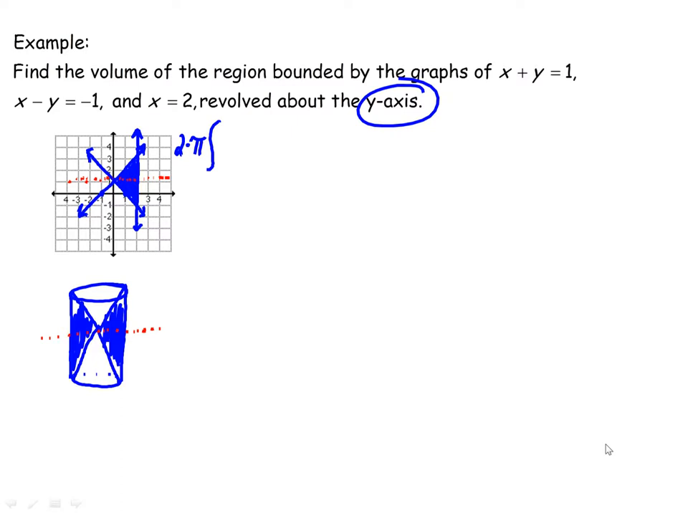Because you're going below the x-axis. We have some negative volume in there, along with that positive volume in there. And we don't want to do that. We do not want to do that.